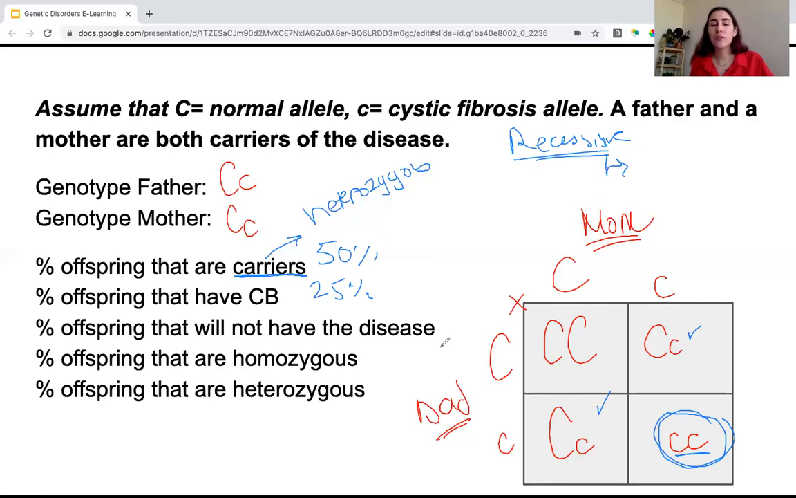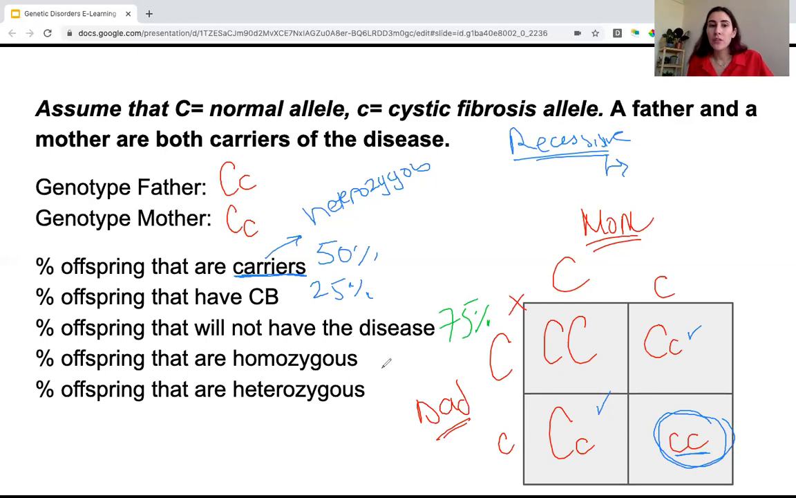What percentage of the offspring will not have the disease? All these three genotypes will not have the disease. They will be in the clear. Why? Because this person is homozygous dominant. They don't even have the allele for cystic fibrosis, so they definitely will be healthy. And these two are carriers, so they will be healthy. So the percentage of offspring that will not have the disease is 75%, which is 3 out of 4. You can do that on a calculator to double check.